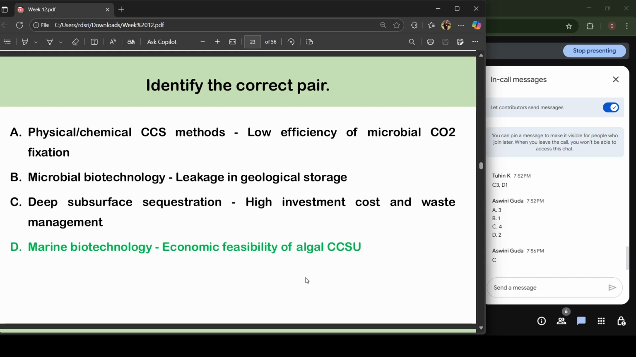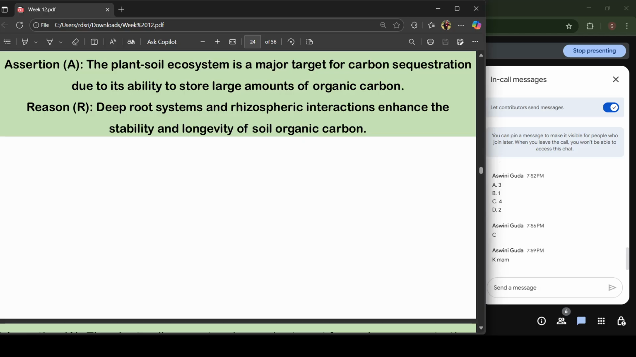Is that okay? Is the answer fine? High investment cost, although it is true for deep subsurface sequestration, the waste management part is more suitable to the physical and chemical carbon capture method rather than for deep subsurface sequestration. We'll move on to another assertion reasoning question after so much of match the following.